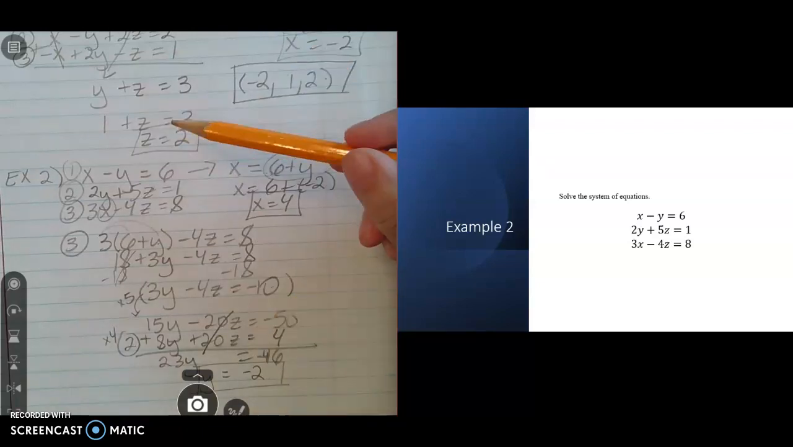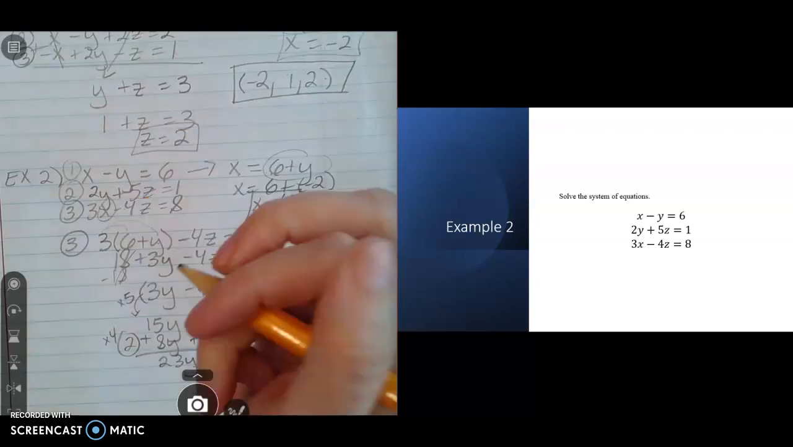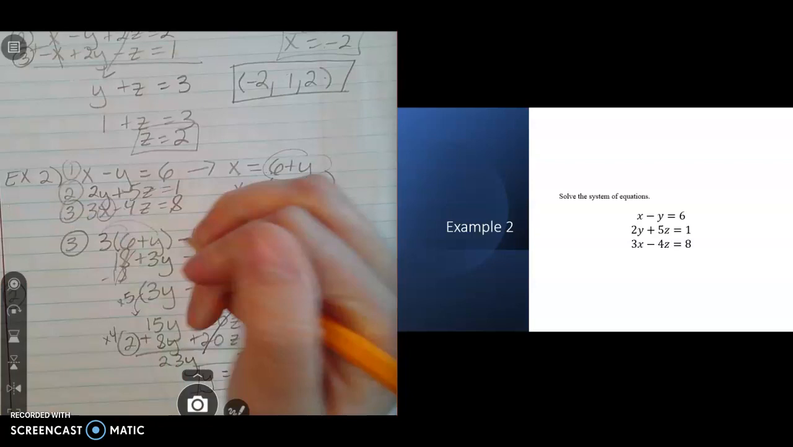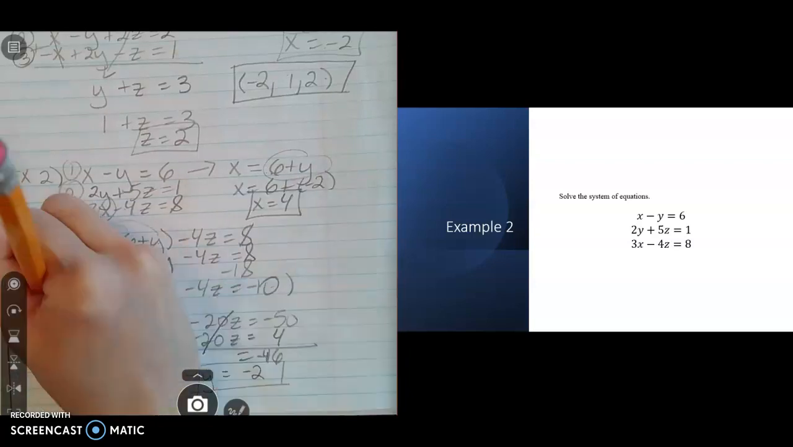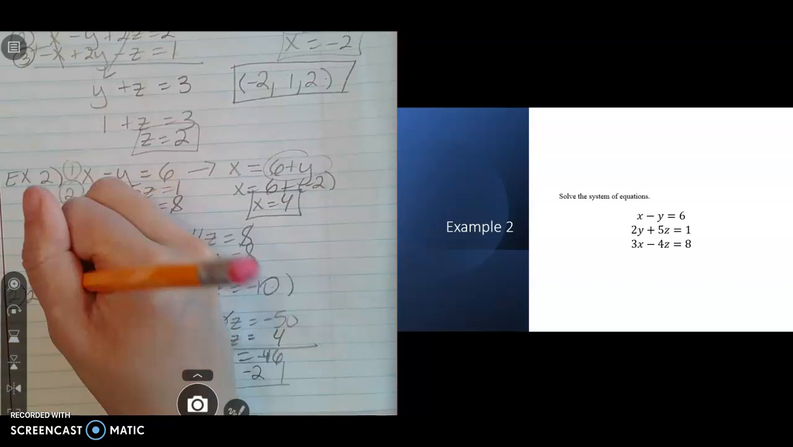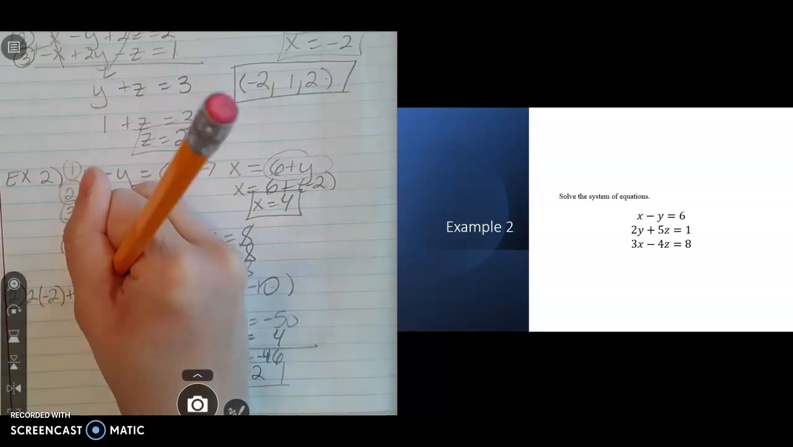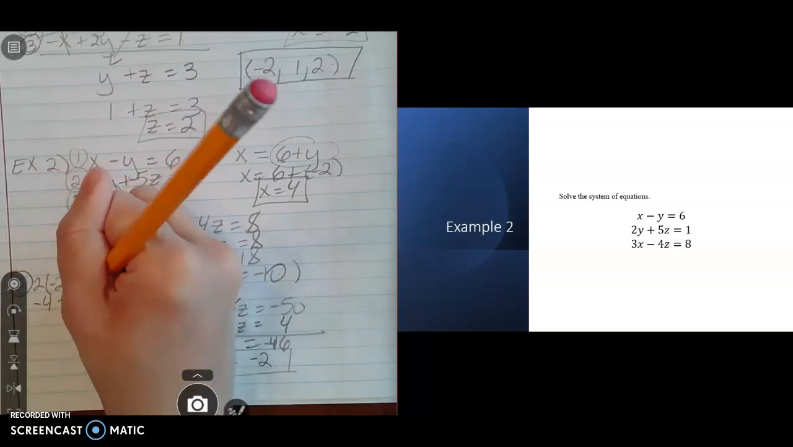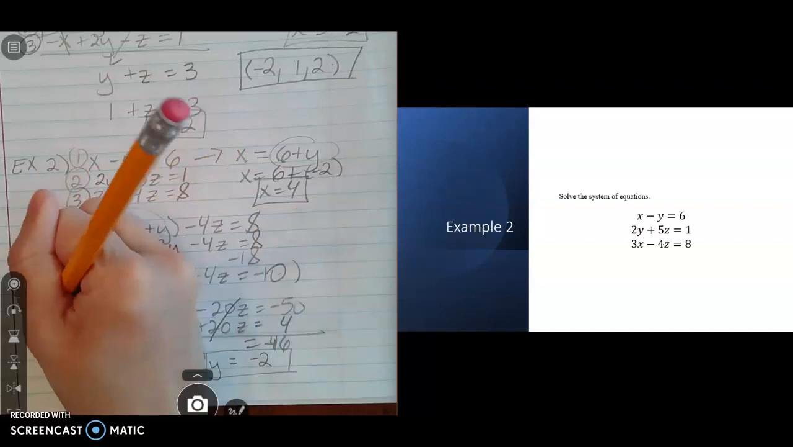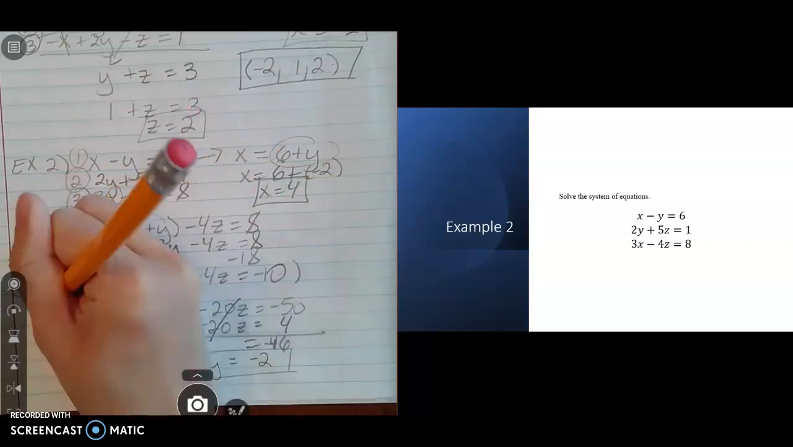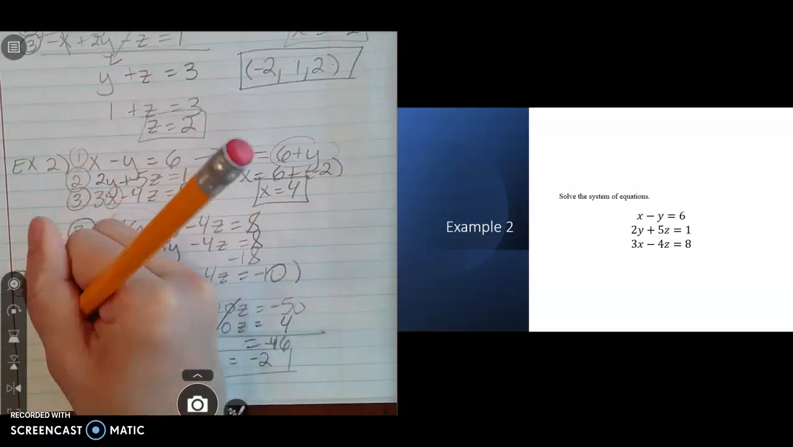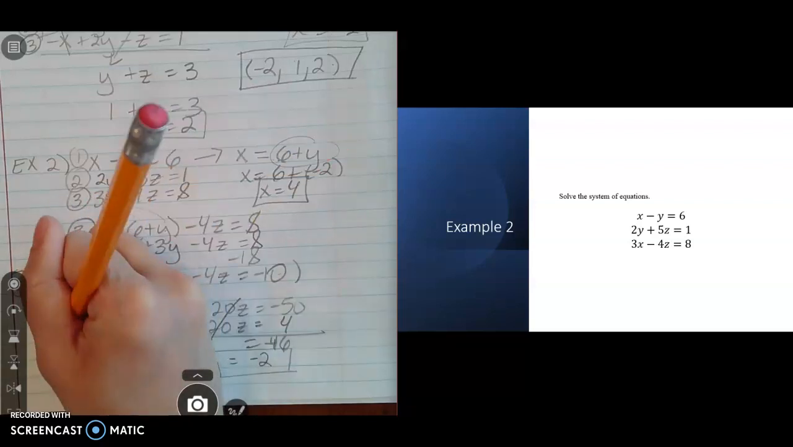And then to get z, it doesn't really matter which one of these equations I use, but I need to use one of them. How about we use equation 2? Why not? So in equation 2, we'll have 2 times y, so 2 times negative 2, plus 5z equals 1. 2 times negative 2 is negative 4. I'll add 4 to both sides to work on solving my equation. So I've got 5z equals 5. And then I'll divide both sides by 5 to get z is 1.